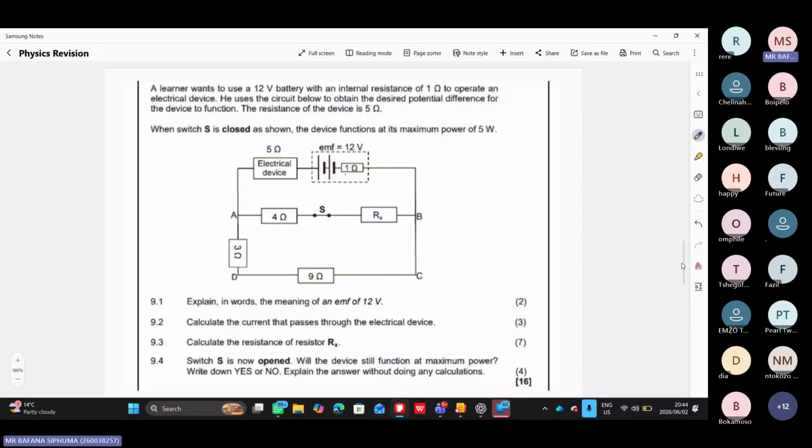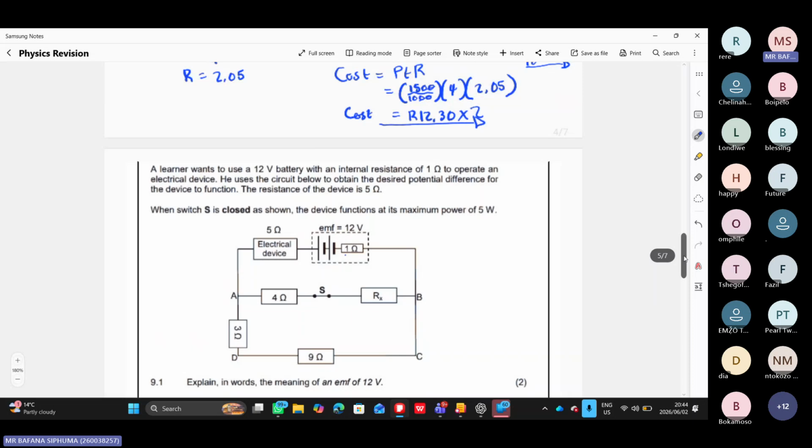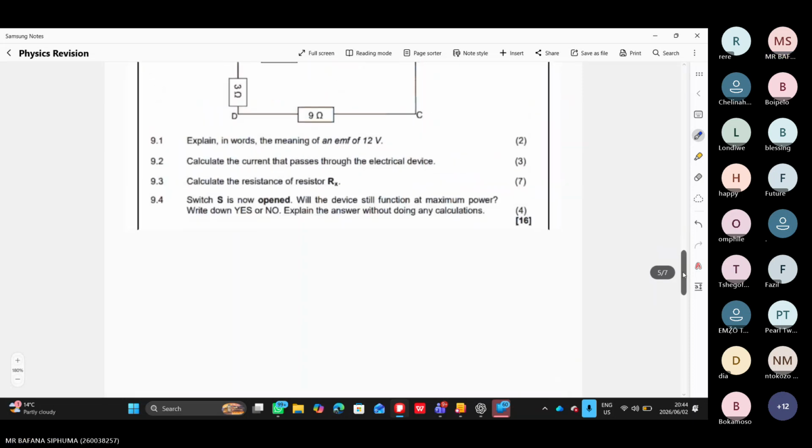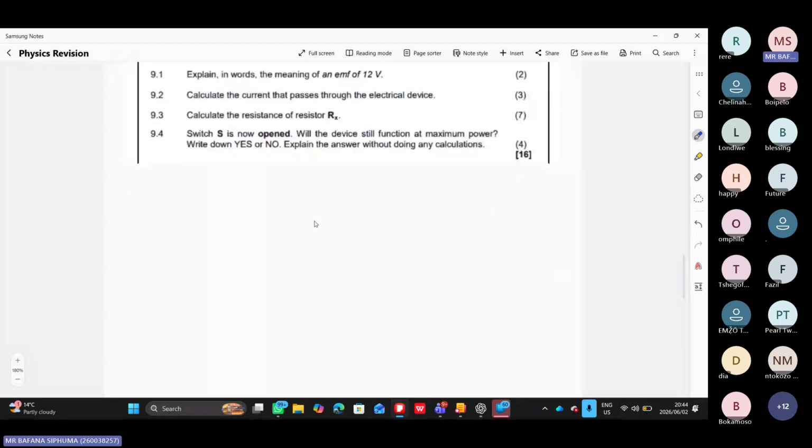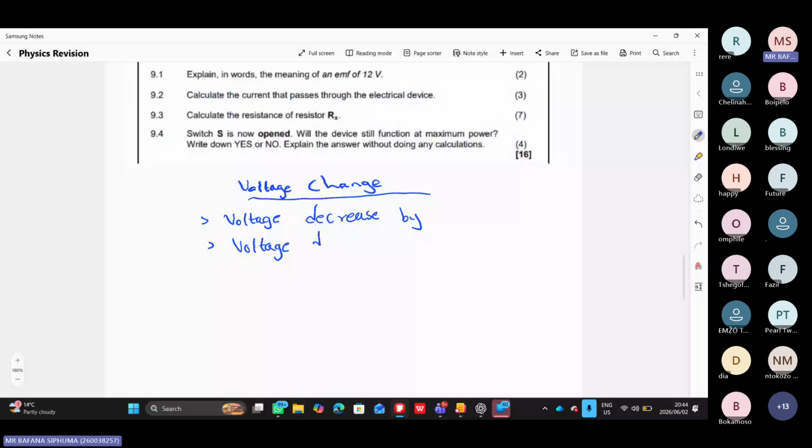Okay. Now I just remembered something that I forgot to explain before. But this question doesn't have what I want to explain. Guys, there is what we call voltage changes. I'll be quick here. So voltage changes. If we say a voltage decreases or increases, voltage decreases.